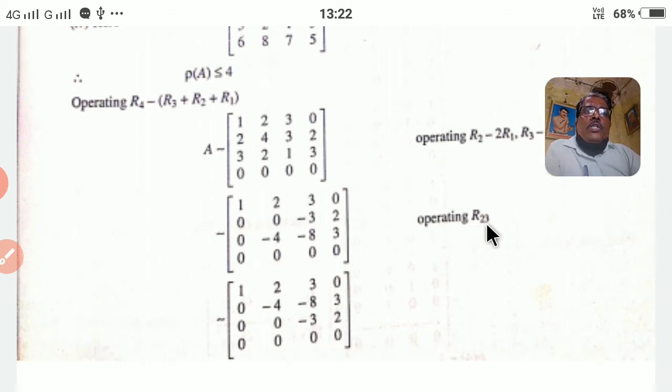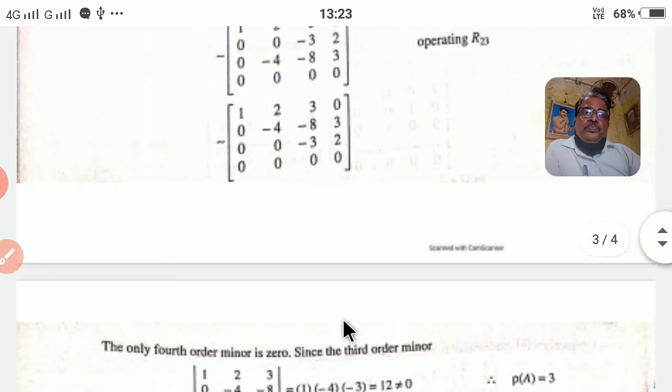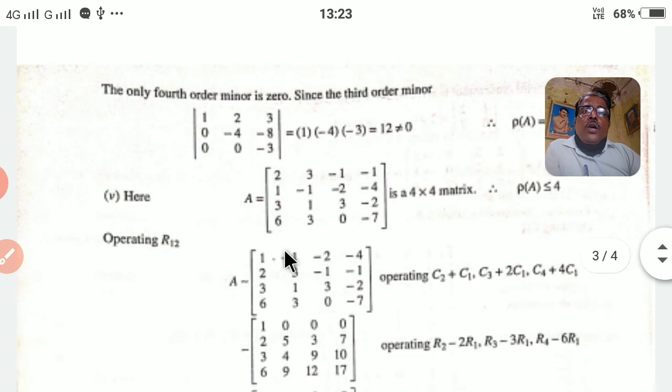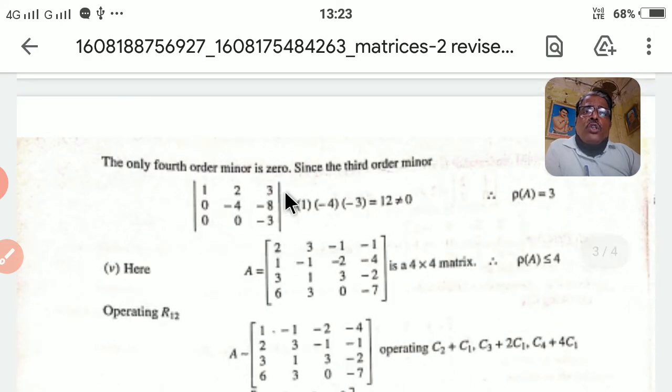Next operating R23. Operating R23 means what? Exchanging R2 with R3. So here 1 2 3 0, first row as it is. Now exchanging R2 with R3, in place of R2 we write the elements of R3, 0 minus 4 minus 8 3, and in place of R3 we write the elements of R2, 0 0 minus 3 2. Okay, now the fourth order minor is 0.